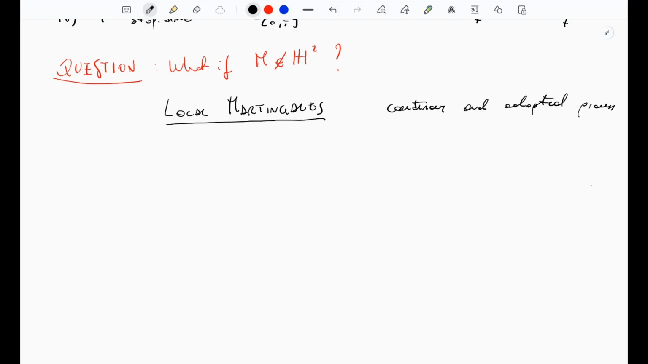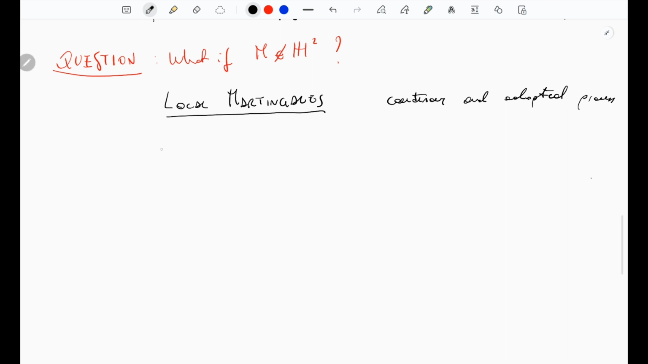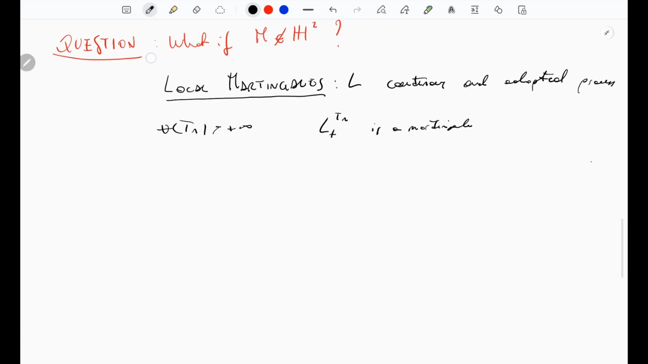Okay, sorry, got lost for a minute. A continuous process such that for every increasing sequence of stopping times, let's call it L, continuous, the moment you stop the process, you get a martingale.